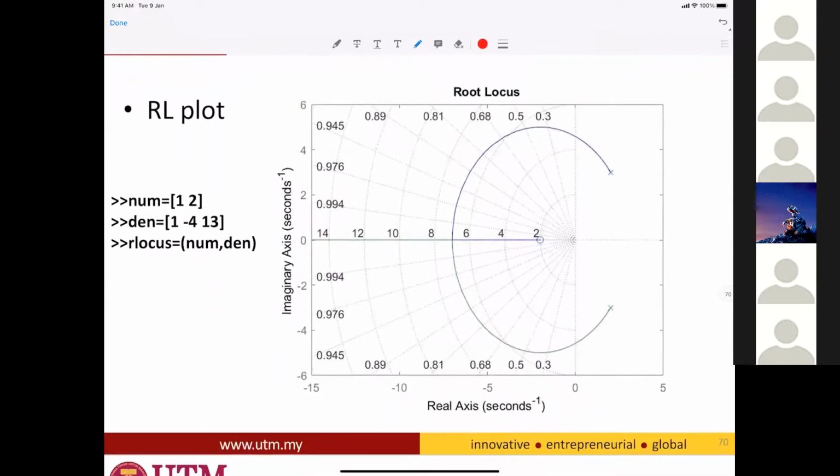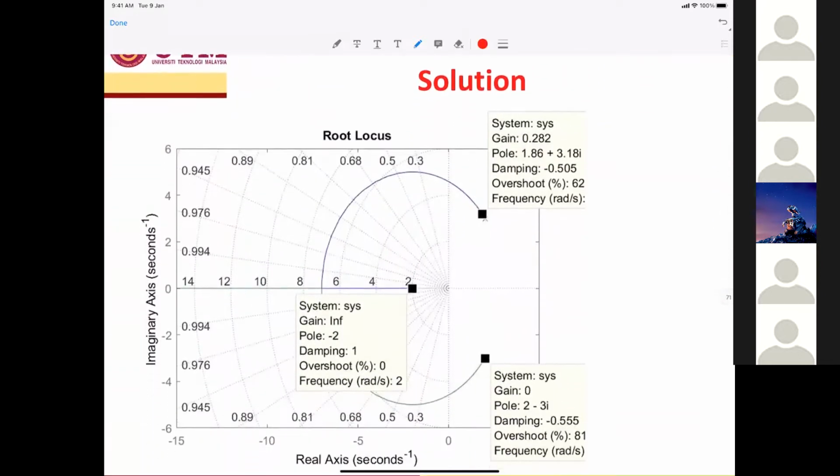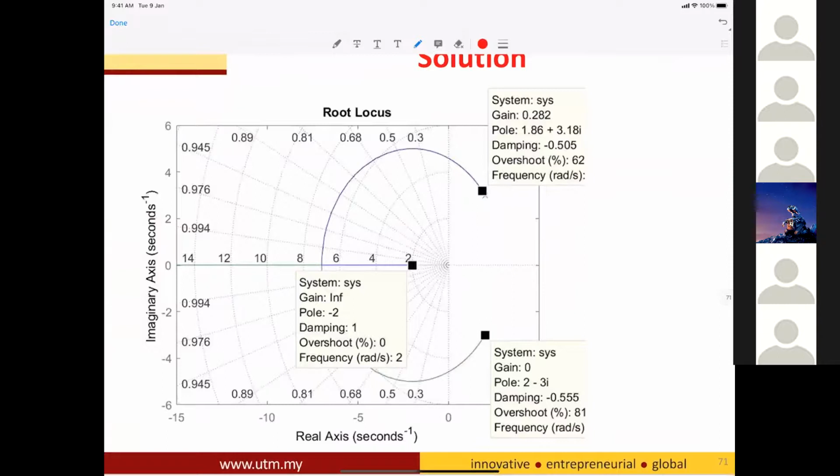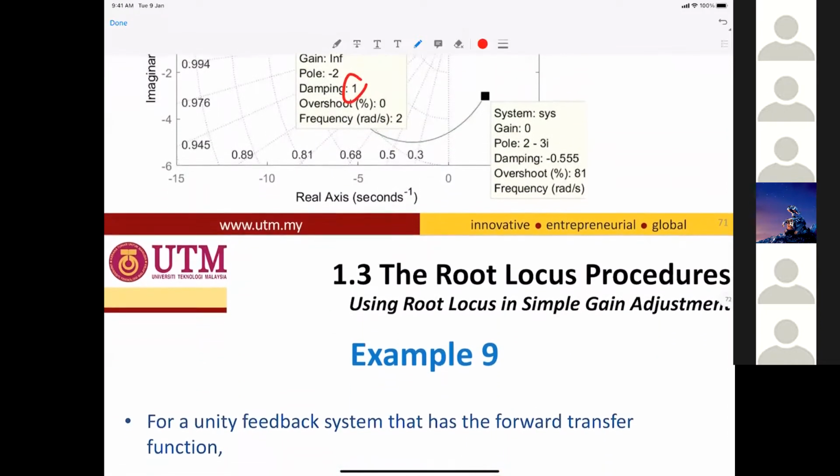Then we plot. This is your zero, this is your complex conjugate poles, and this is your -7, which is the break-in point. By using MATLAB, we can obtain that the damping over here is 1, and over here is -0.507. The pole is located on the right-hand side, so the theory says that this is unstable.